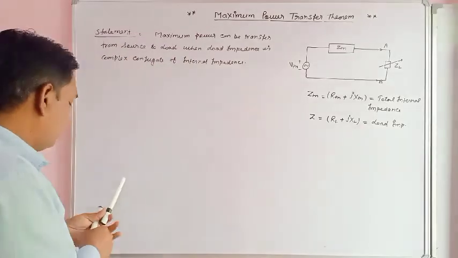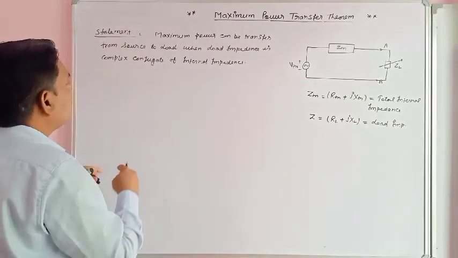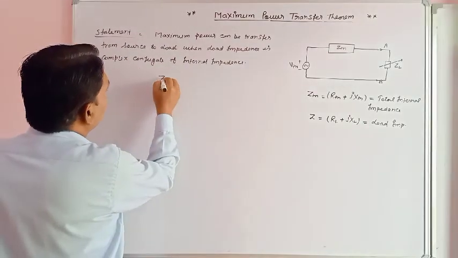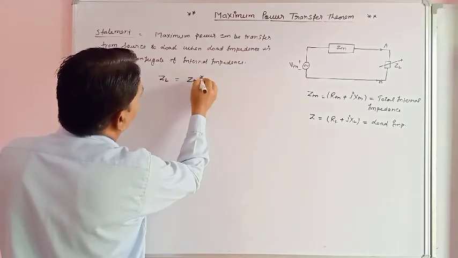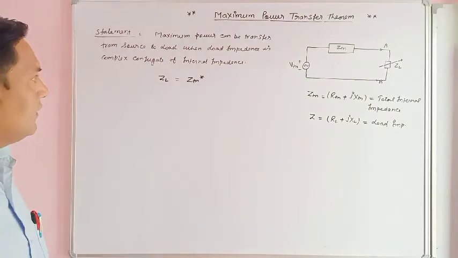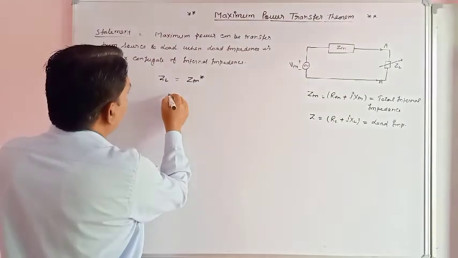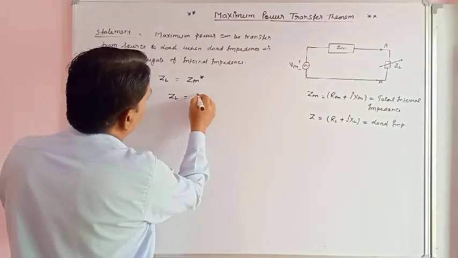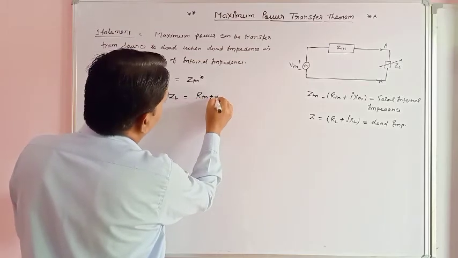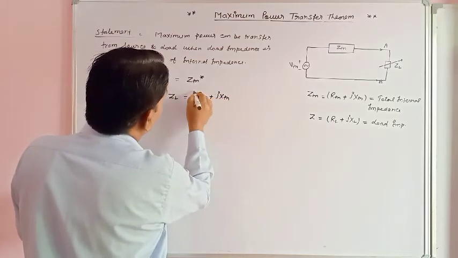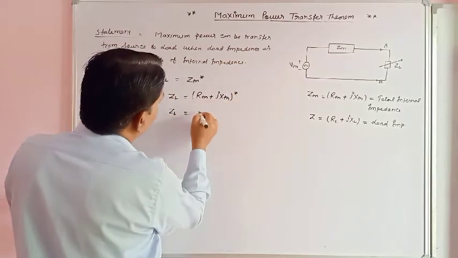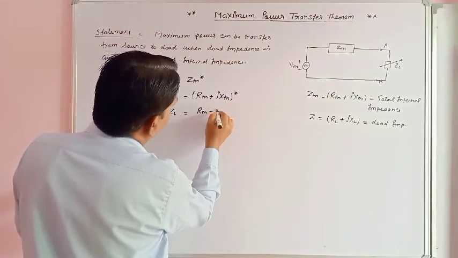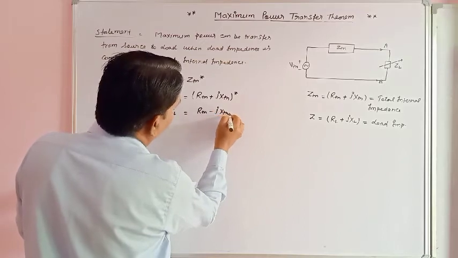Mathematically we can write that load impedance ZL should be equal to the complex conjugate of the internal impedance ZTH. Or we can write ZL equal to RTH plus j XTH, to the complex conjugate. So ZL is equal to RTH minus j XTH.